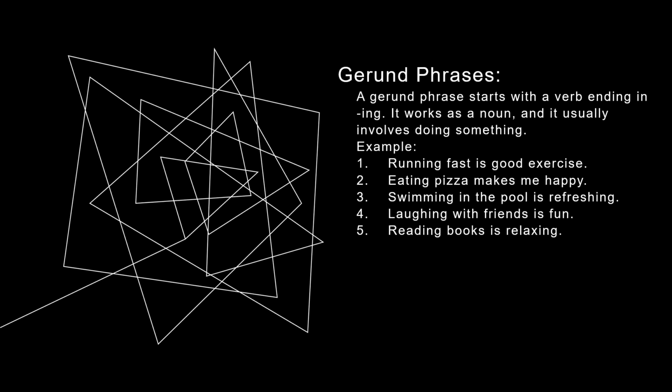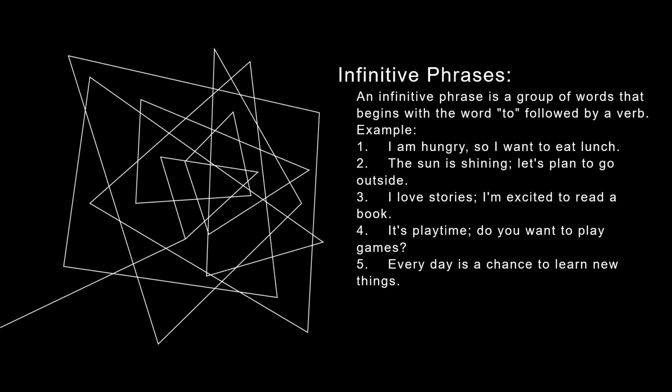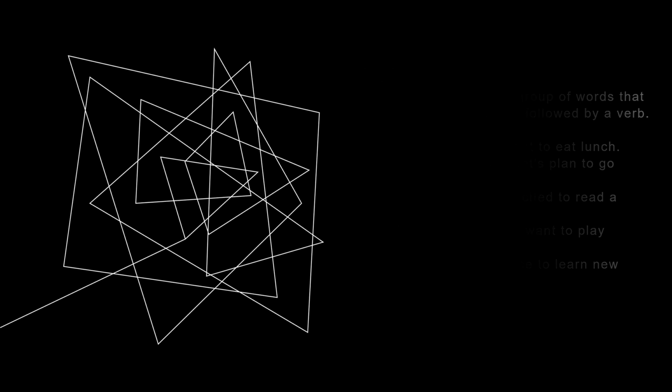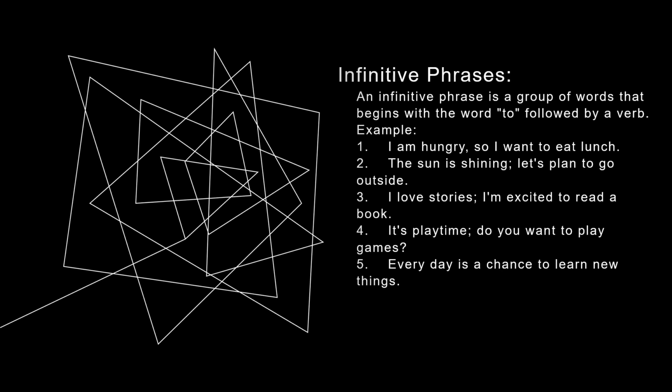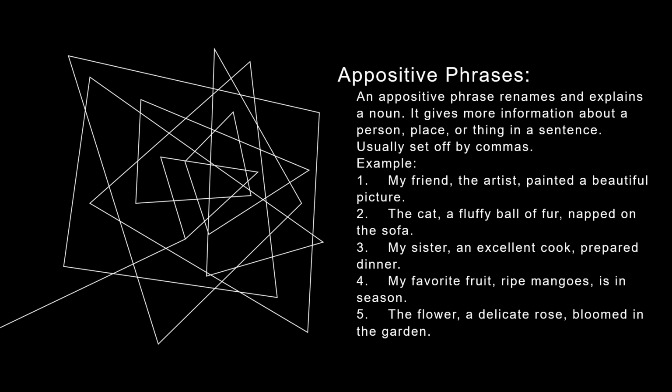Gerund phrases start with a verb and end in ing. Infinitive phrases are a group of words that begin with the verb to, followed by a verb. Appositive phrases rename and explain a noun.